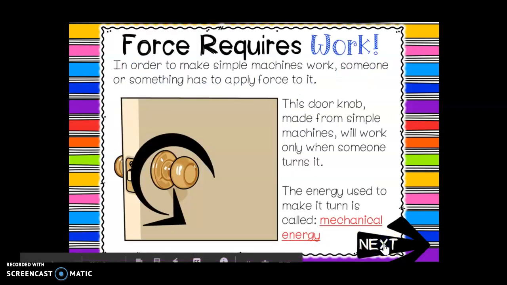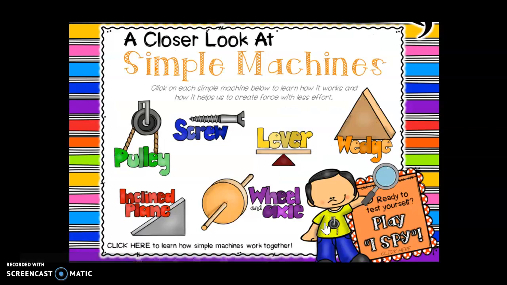Force requires work. In order to make simple machines work, someone or something has to apply a force to it, a push or a pull. This doorknob is made from a simple machine. It will only work when someone turns it. The energy used to make it turn is called mechanical energy. And notice that this is underlined, so if you click it, it's going to give you the next words.